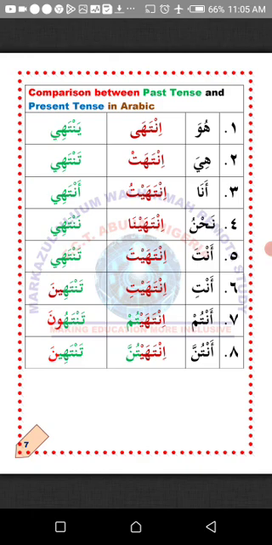Sab'a, number 7. Antum, all of you, referring to a group of male persons. Intahaytum, you have all finished, or you all finished. Tantahuna, you are all finishing, or you all finish. Thamania, number 8. Antunna, all of you, referring to a group of female persons. Intahaytunna, you have all finished, or you all finished. Tantahina, the same tantahina that you use to talk to a single female person is the same tantahina that you use to talk to a group of female persons, because of the nature of the verb. Tantahina, you are all finishing, or you all finish. La'alaka fahimt? I hope you understand. MashaAllah.